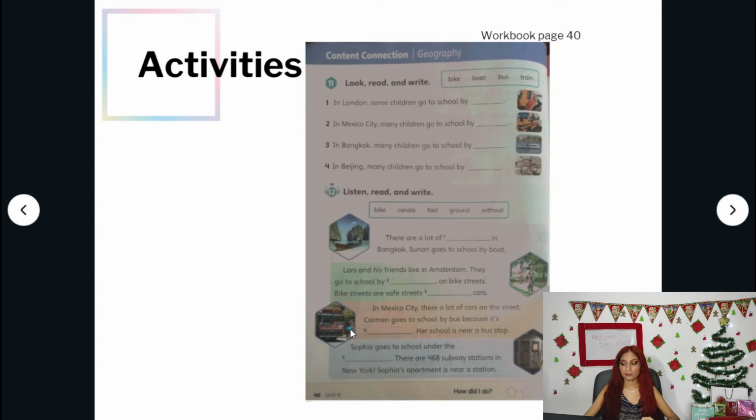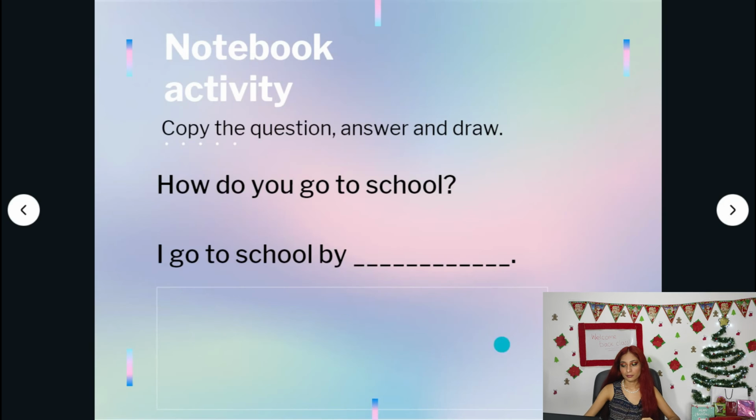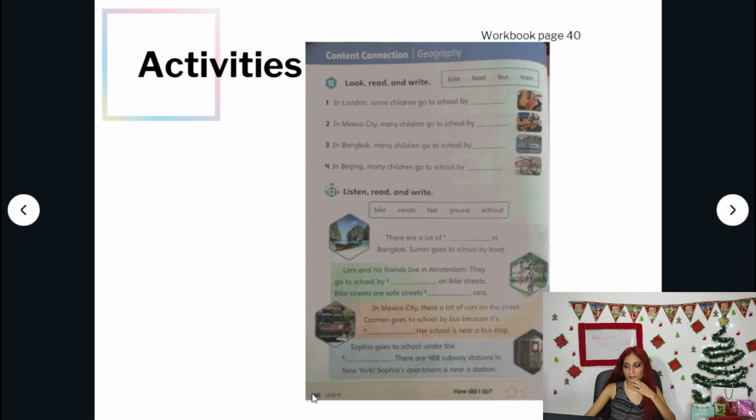In Mexico City, there are a lot of cars on the street. Carmen goes to school by bus because it's fast. Her school is near a bus stop. Sophia goes to school under the ground. There are 468 subway stations in New York. Sophia's apartment is near a station.